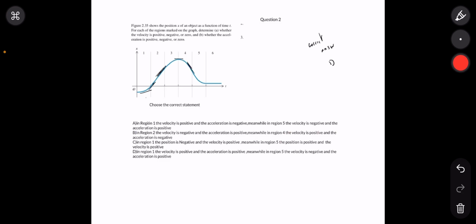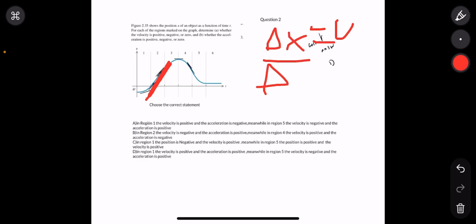So for 1, we know that's going to be positive without even looking at numbers. We know that the velocity is going to be positive, right? Because it's moving in an upward slope, and as we said before, velocity being delta x over delta t, this is the slope. The slope of the graph determines the velocity. So we know between maybe 1 and 3 that it's in a positive slope.